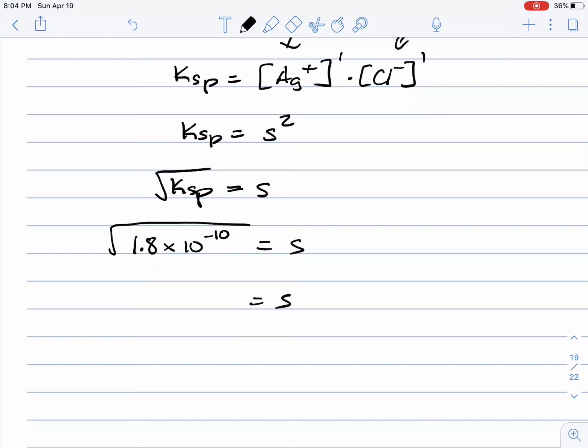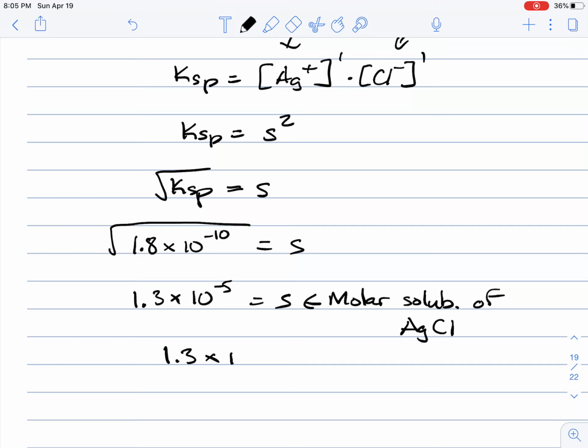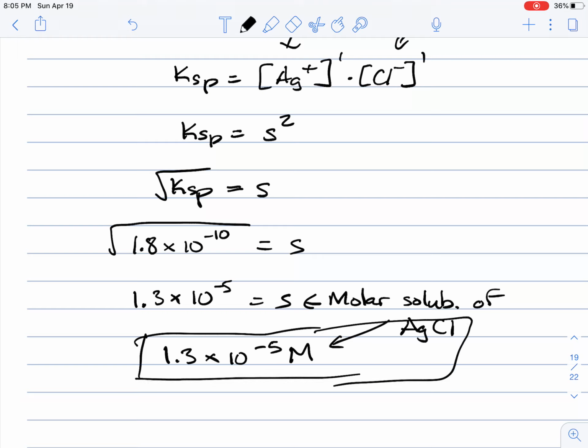And if you plug this into your calculator, we're going to report this answer in 2 sig figs. So we have 1.8 times 10 to the negative 10. Then we're going to take the square root of it. And what we get is 1.3 times 10 to the negative 5. And since this is referring to the molar solubility of silver chloride, we're going to say that it's 1.3 times 10 to the negative 5 molar. Okay, so that's how much of it is soluble. Anyways, the molar solubility of silver chloride is 1.3 times 10 to the negative 5 molar.